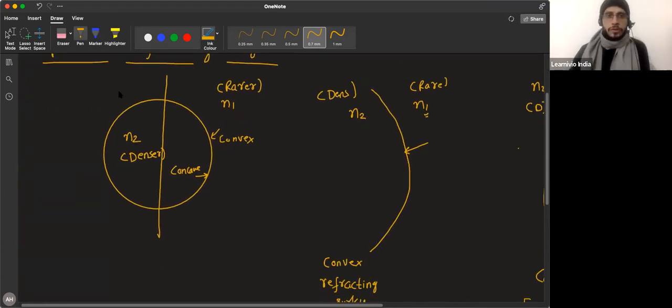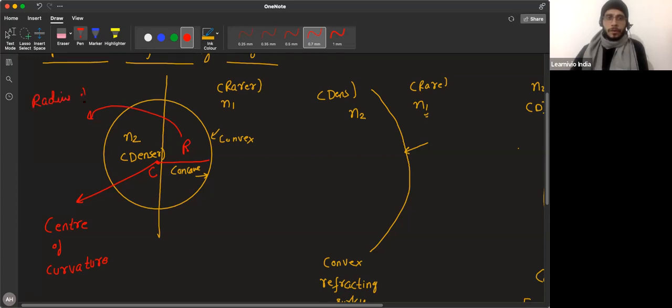And there are a few more things, like this is the center of the spherical refracting surface. We call this the center of curvature. Center of curvature is the center of the spherical refracting surface. The radius of the spherical refracting surface is known as the radius of curvature. This is the radius of curvature.